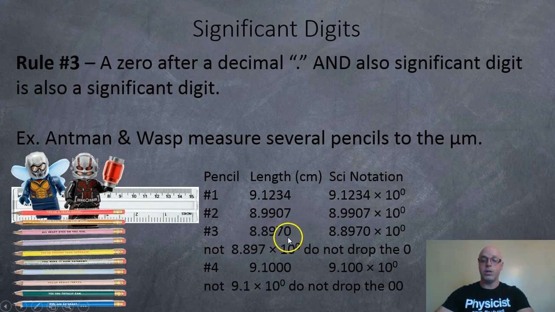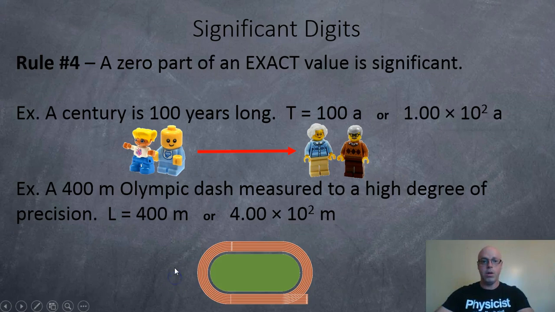8.8970. So this 0 is not a placeholder. It's actually part of a measurement, so we have to keep it. We do not drop it. I see a common mistake is people will drop the 0 if it's at the end, but you cannot do that. All right. And lastly, 9.10000. This is a very fine, very precisely made measurement. It is to the 4th decimal place. You cannot drop those zeros. You must keep them.